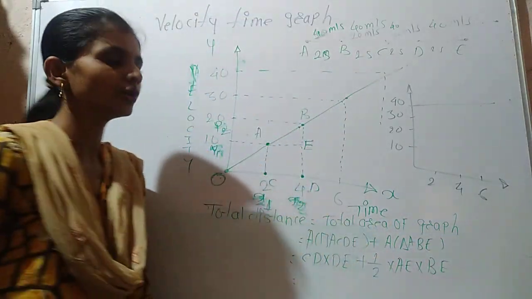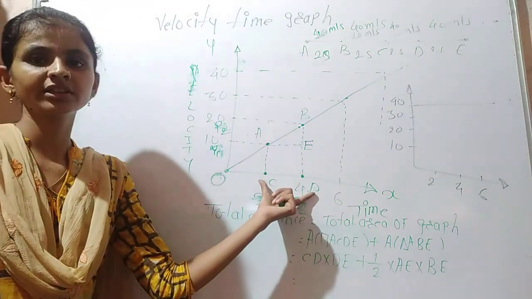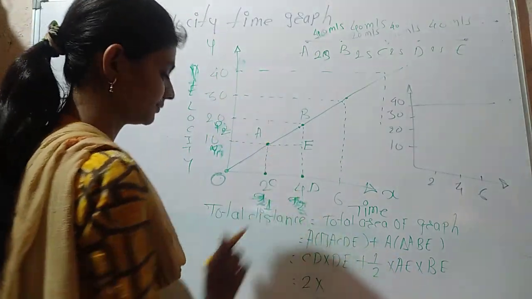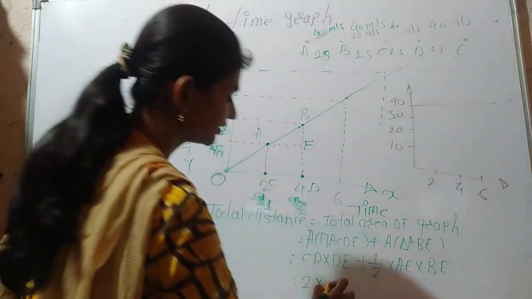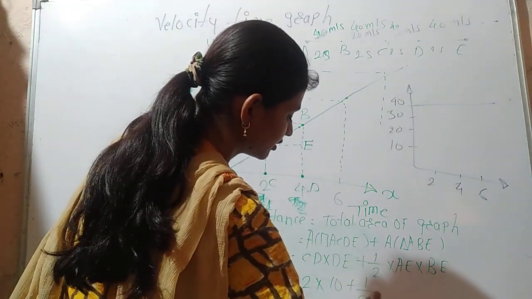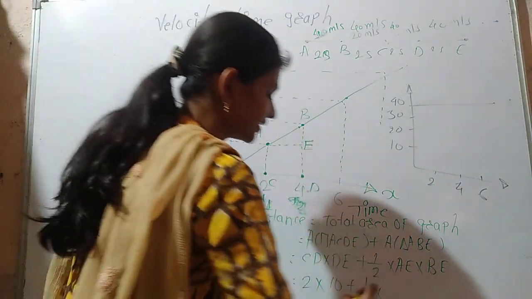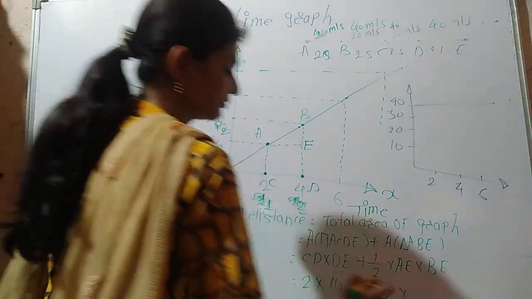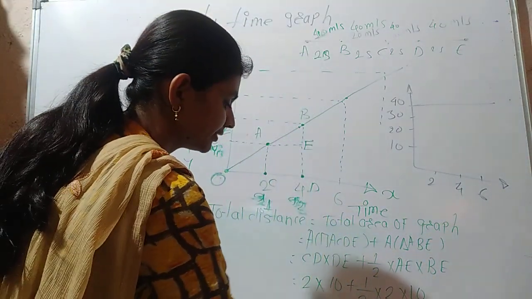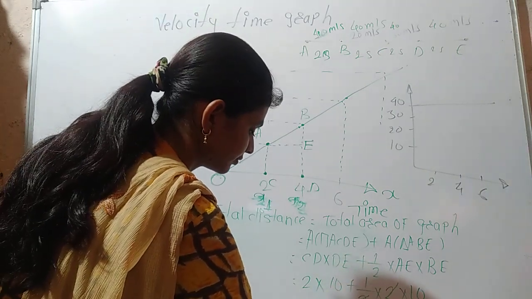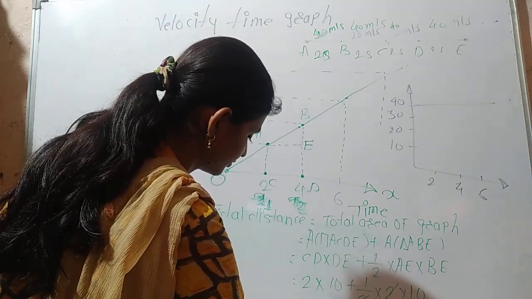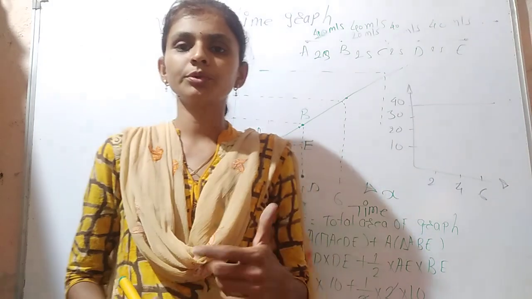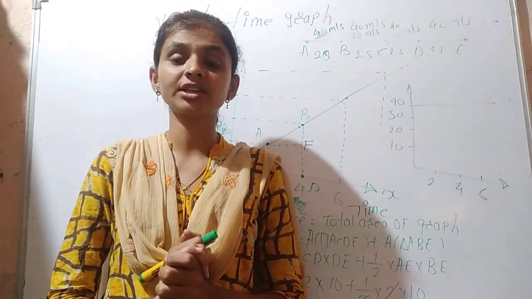Now it is time to put the values. CD is the time interval, 4 minus 2, which is 2, and DE is 10 meter per second. Then 1/2 multiplied by AE, which is 2, multiplied by BE, again 10. So the total distance is equal to 30 meter. So by using that also we can calculate the total distance covered by the object.